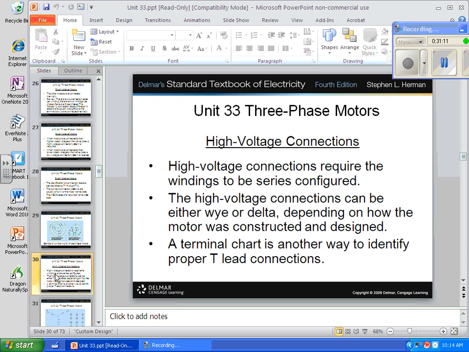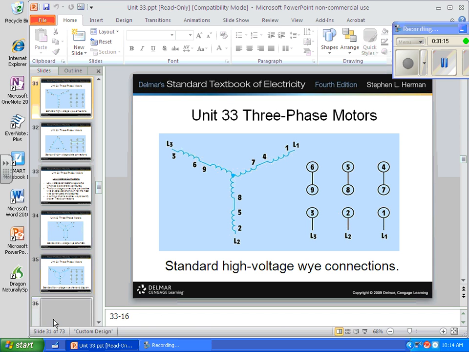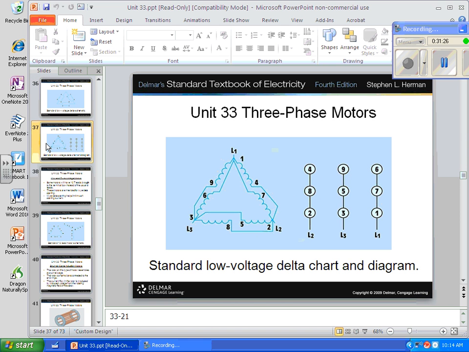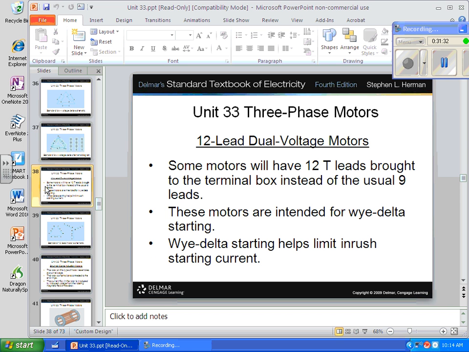High voltage connections, we're just going to connect the windings in series, sort of like this right here. Low voltage, we're going to connect them just like that, more or less. That's a delta. Do you know anything about it just yet?